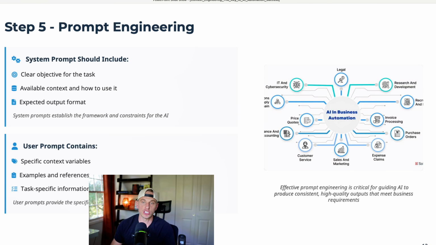Now, when we're talking about prompt engineering, this is something that gets a lot of hype and that a lot of people talk about. But a system prompt should include a clear objective for the task. It should have available context and how to use it. And you should have the expected output format. I cannot tell you enough how much that example of what a good output looks like matters when you're creating prompts. So this establishes the framework and constraints for the AI. And for the user prompts, you can provide specific context variables, examples and references, and task-specific information.